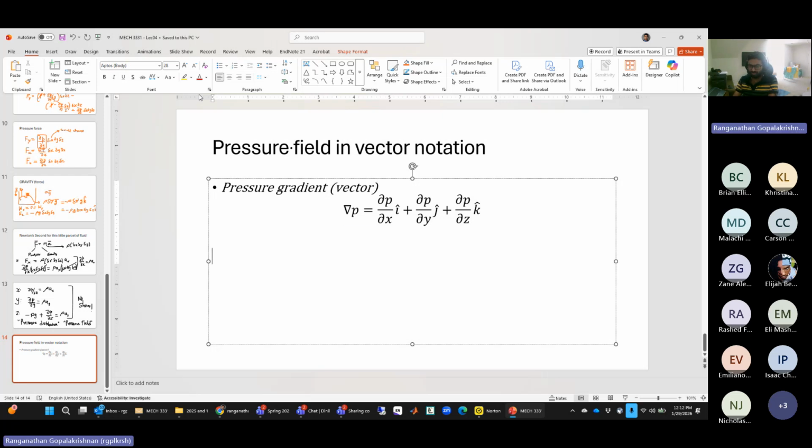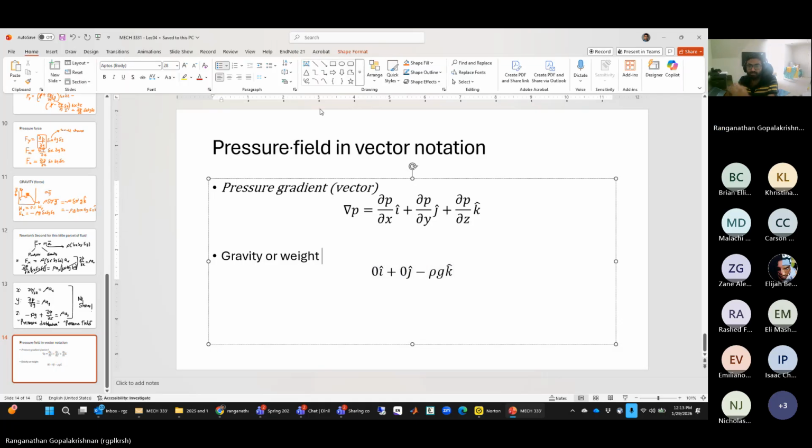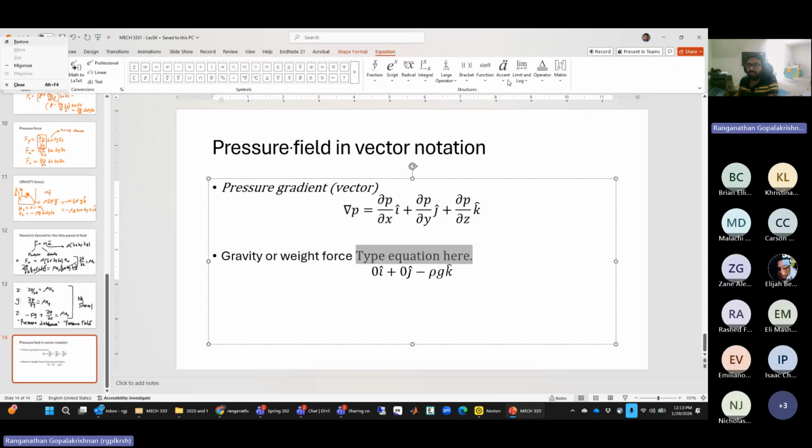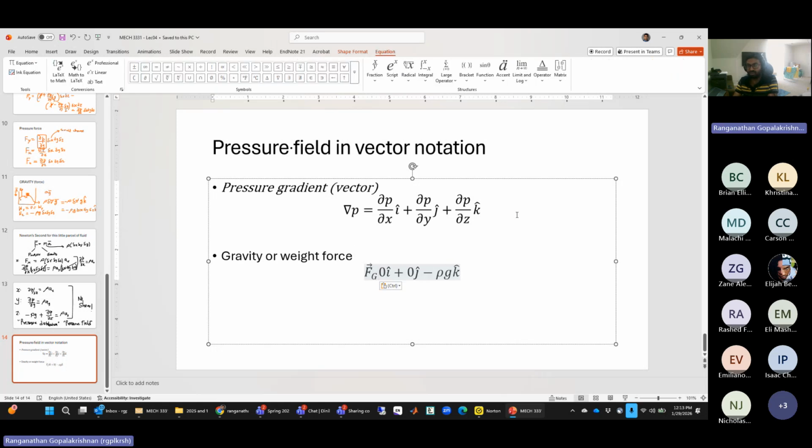And we have the force of gravity, or weight, that is given by, if you want to have it in the same notation, what's the component of gravity along i? 0. What's the component of gravity along j? That's 0. And what's the component along k? That would be g times the density, and I add a negative sign to denote it's downwards. We'll give it a symbol. We'll call it FG.